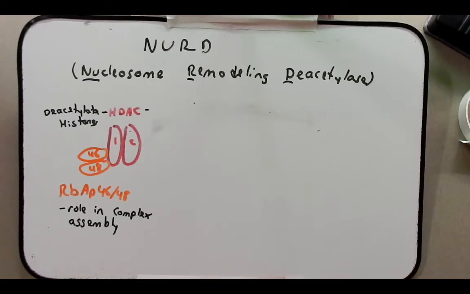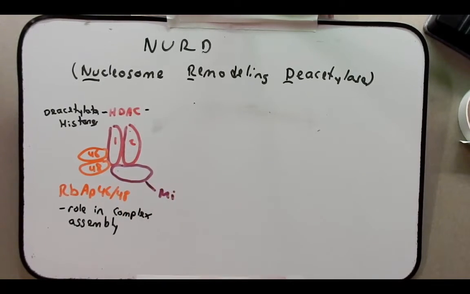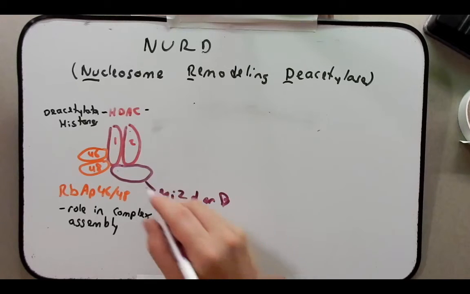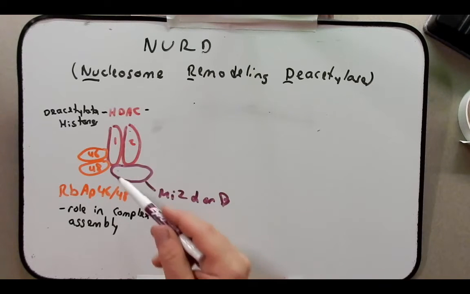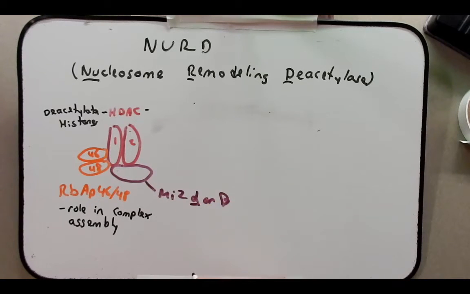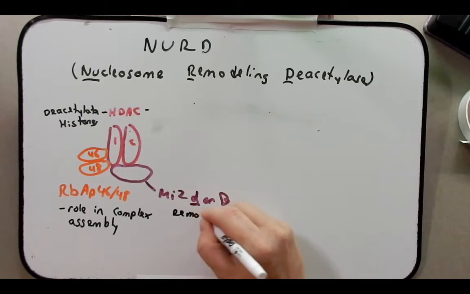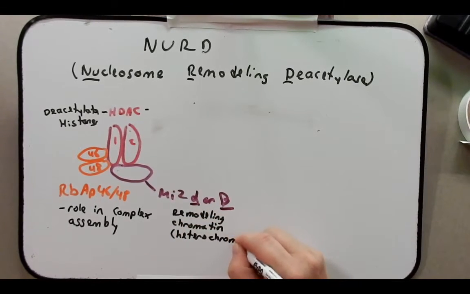Next one I want to talk about is this one down here called Mi2, alpha or beta. Either one can bind here. And remember, one of the nice things about these complexes is that they're interchangeable. Maybe alpha has a function in one situation, but beta would have a different function in a different situation. Mi2 here, alpha or beta, has a role in remodeling chromatin. In this case, helping to form that heterochromatin and maintain that heterochromatin state.